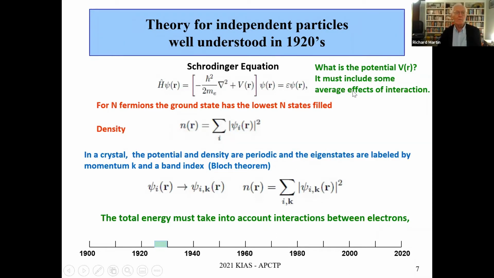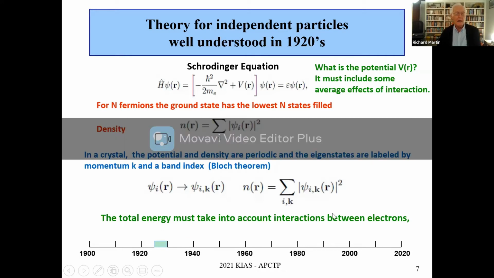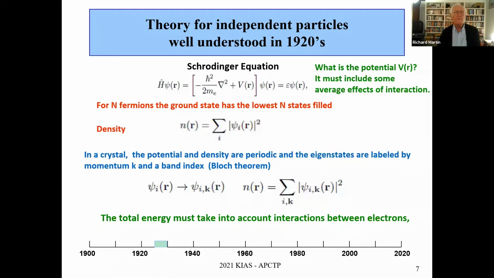For anything more than one particle, it must include some of the average effects of the other particles. And one has to add terms in the total energy that take into account the interactions between the electrons. So the ideas for how to do the independent particle calculations are there.